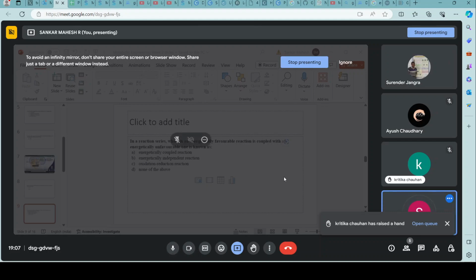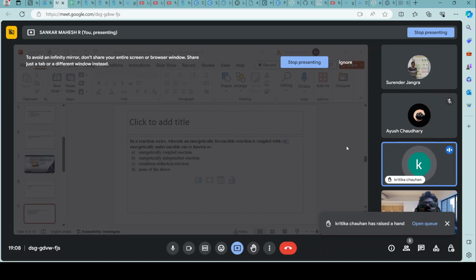Yeah, Kritika, we can start with you. You can define what is an oxidation reduction reaction. So basically, oxidation reduction reaction is known as redox reaction, in which one is oxidizing and another is reducing simultaneously.